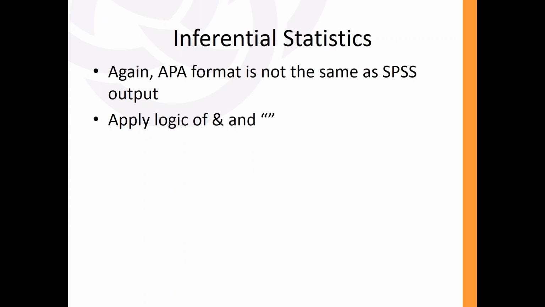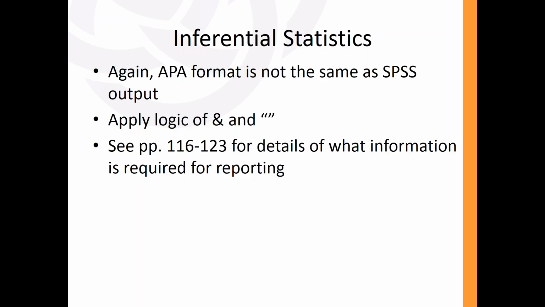The same logic of ampersands and quotation marks applies because we want to include, like, if you're doing a t-test, you want to say, here's a t-statistic, here's a p-value. You need parentheses for that. You need commas. You need symbols. All that kind of fun stuff can go inside those quotation marks. We're not going to have all the time in the world to go over this, but you should refer to pages 116 to 123 for the exact symbols that you would need to use for reporting inferential statistics.